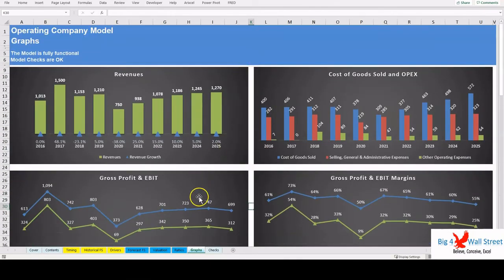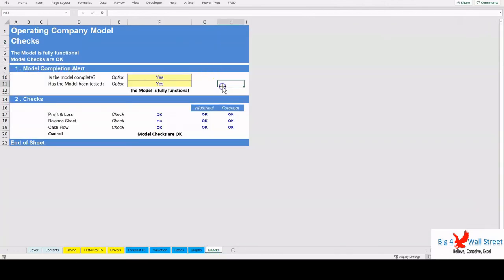Finally, the Checks tab where the most critical checks are aggregated. Whenever you see an error message in any page, you should consult this page to see where the error is coming from. And that's it.